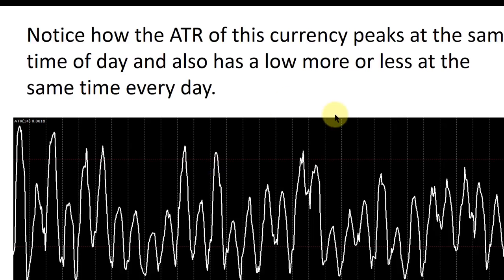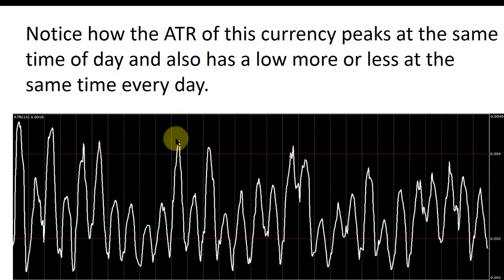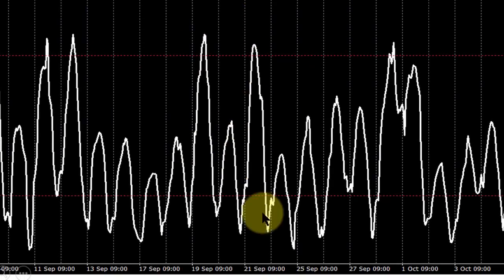Now here I've got the indicator loaded on a 1-hour time frame, and the default setting is 14, so I've stuck with that. But every column here is a day. Now, if you look at this very carefully, you will see that this currency peaks at the same time every day and goes to the low point at the same time every day.